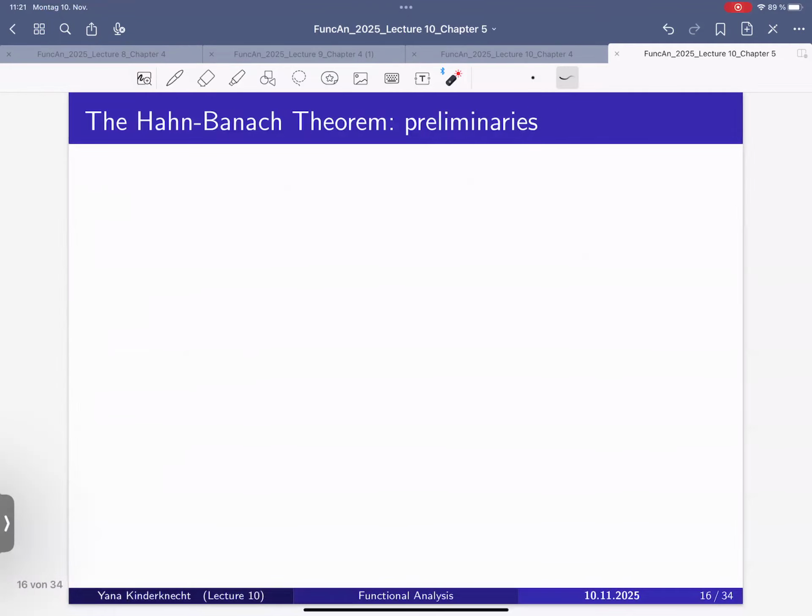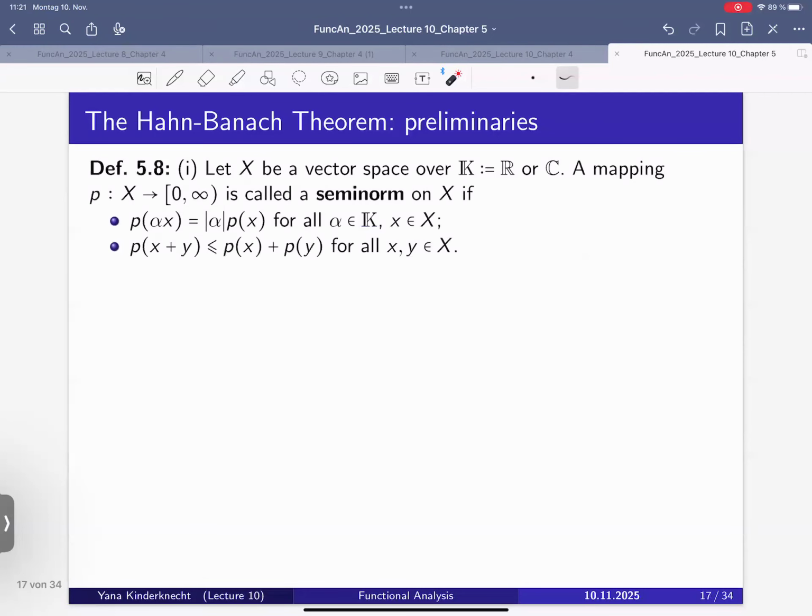So let us go further and make some preparations for the formulation of the Hahn-Banach theorem. And I want to stress once again that we are still in pure linear algebra. We have just vector spaces, and that's it. No topology, and hence no continuity, nothing. Just linear structure. So, some definitions.